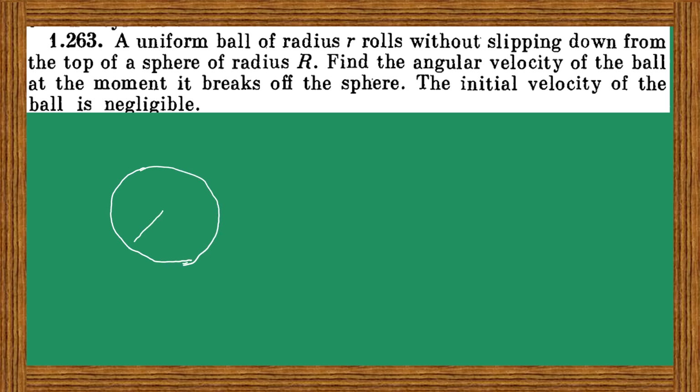Of radius R. If I take a segment of this, this will go somewhere. And after picking up a certain velocity to leave the surface, we have to find out the angular velocity of the sphere when it leaves the surface.